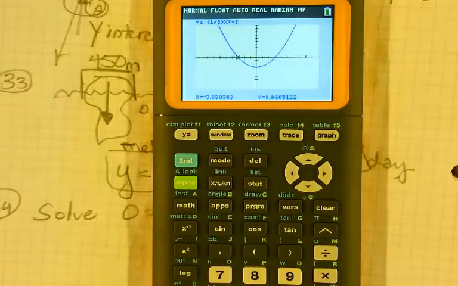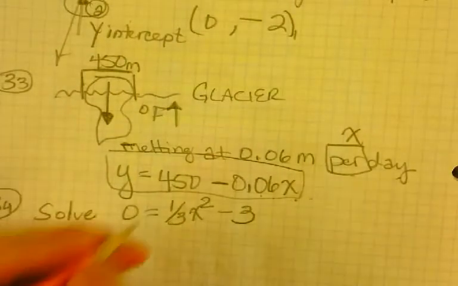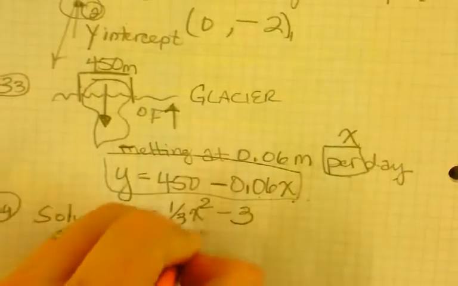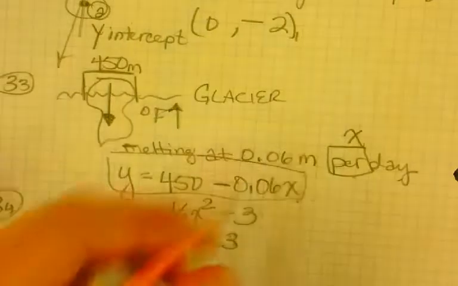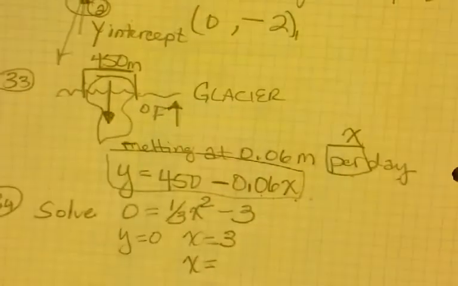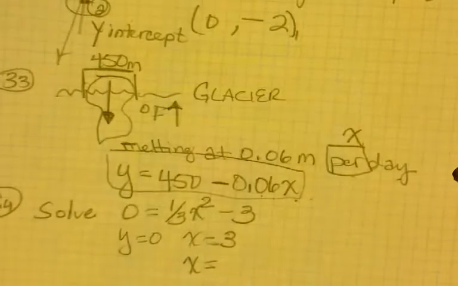Alright guys, come back. What was one solution that you found? When y is 0, what will x equal? X equals positive 3. Very good. What was the other solution that you found? After x equals positive 3, what's the other one? The other solution on your calculator.